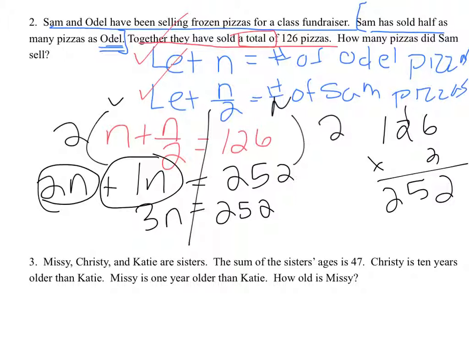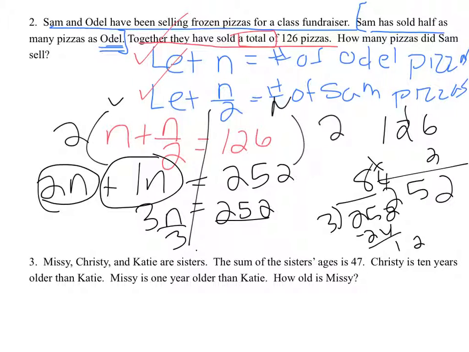Once again, I'm no mathematician, so I'm going to just go over to the side and divide both sides by 3. So here's my 252 divided by 3. 3 can go into 25, let's see, 8 times. 8 times 3 is 24, minus 1, bring down the 2. So we're going to have n equal 84.